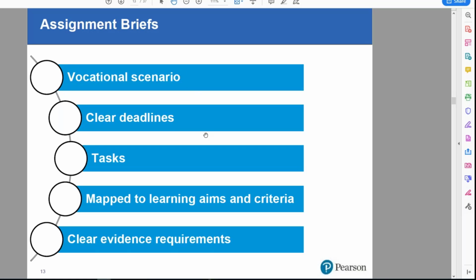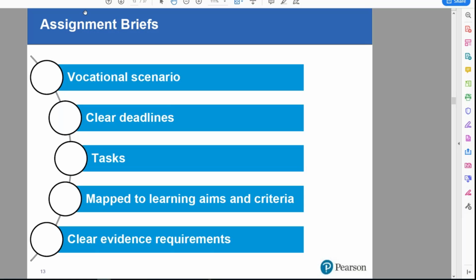It has a vocational scenario. It has clear deadlines for the student, a handout date at which you hand the assessment to the student, and a hand-in date when you need the student to hand you something back. It has tasks in it which are mapped to learning aims and assessment criteria. And then there are clear requirements about what evidence has to be given. So an assignment brief is the vehicle that we use for assessment in BTEC.